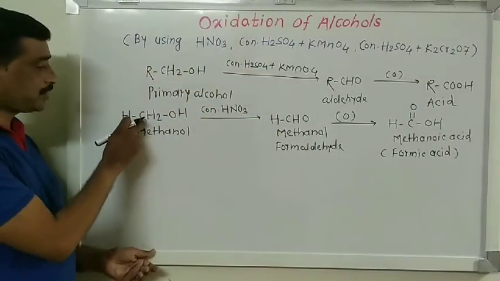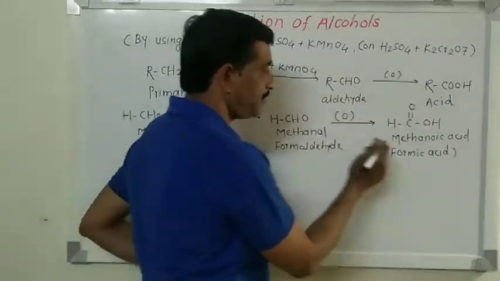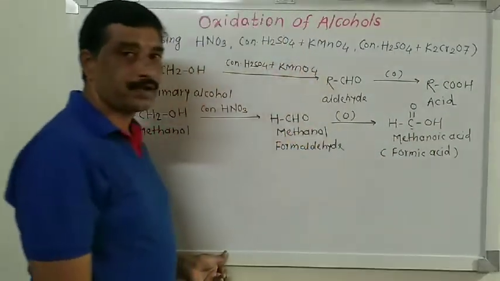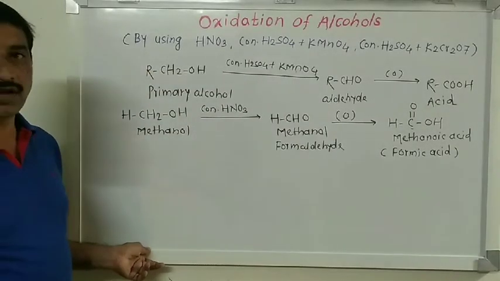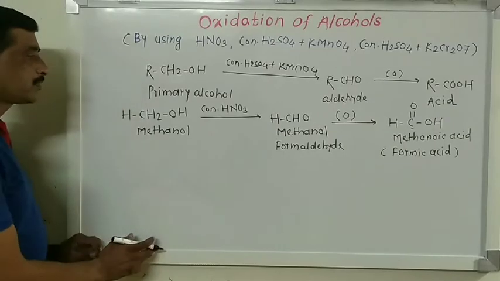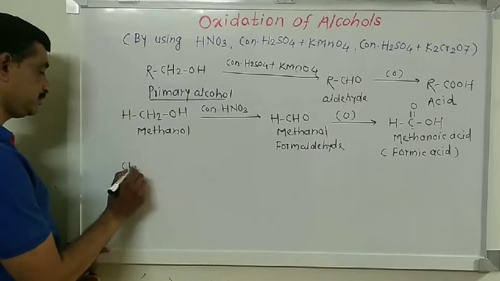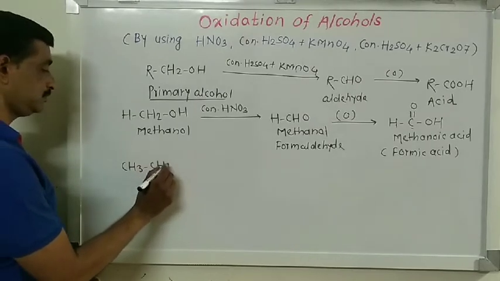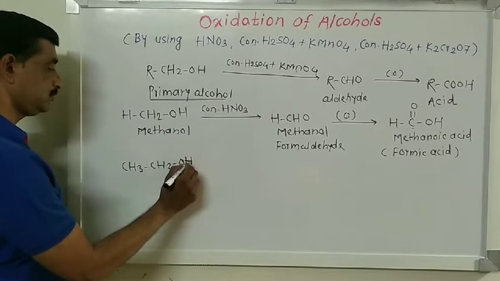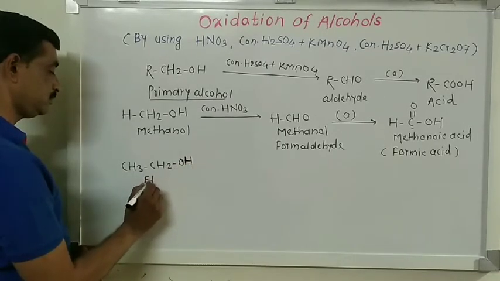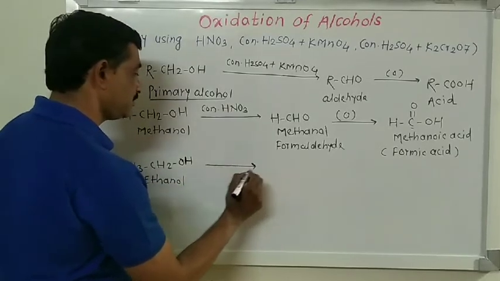Here methanol contains one carbon atom, the aldehyde also contains one carbon atom, and methanoic acid also contains one carbon atom. So the acid is formed with an equal number of carbon atoms. Then consider another example, like ethyl alcohol or ethanol.